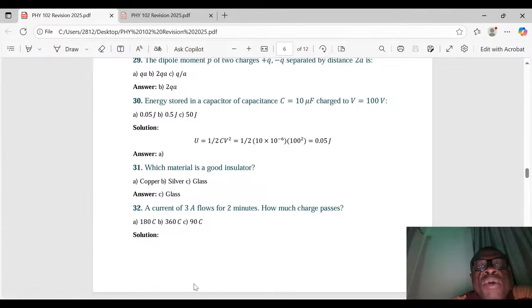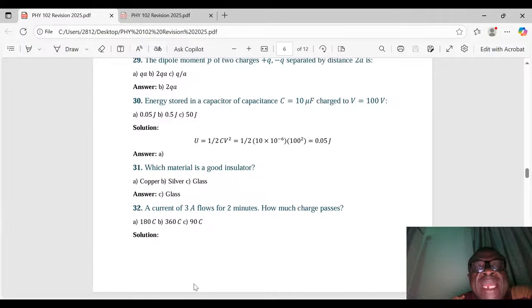29. The dipole moment P of two charges plus Q and minus Q separated by a distance 2A is A, B, C. So the correct answer is B, 2QA.